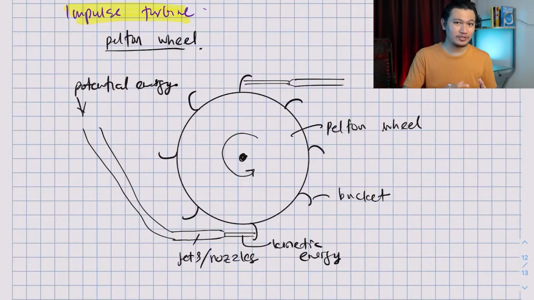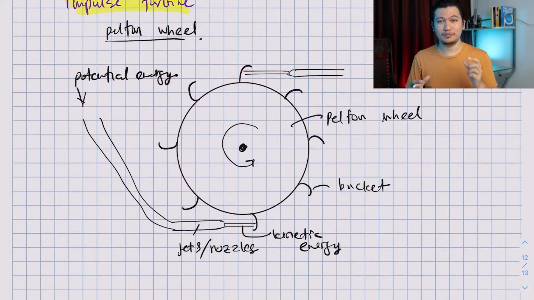This is impulse turbine. For reaction turbine, the water that hits the blade has kinetic energy and it also has some pressure. For this type of turbine, the Pelton wheel, there is no more pressure. Pressure is ambient pressure, but what it has is the kinetic energy because the jet is simply exposed to the atmosphere.